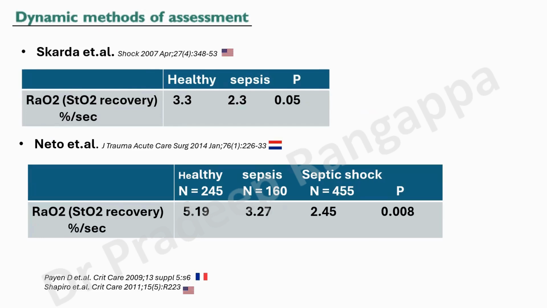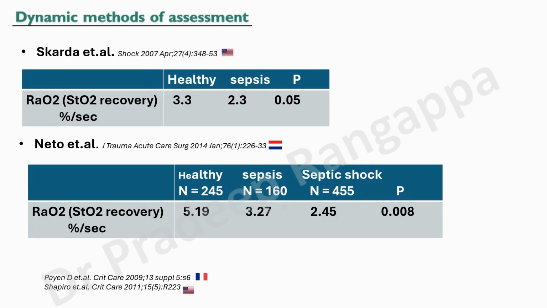And this was another Dutch study. As you see, the tissue oxygen recovery happened in a much better way in healthy patients at 5.19, calculated as percentage per second. In sepsis it was low, and in septic shock it was much lower, which means the tissue oxygen resaturation was significantly less in septic shock, and all was statistically significant. So the resaturation tends to happen better in the healthy, lesser in sepsis, and worse in septic shock. Which means the tissue resaturation happens to a much lesser degree in patients with septic shock.